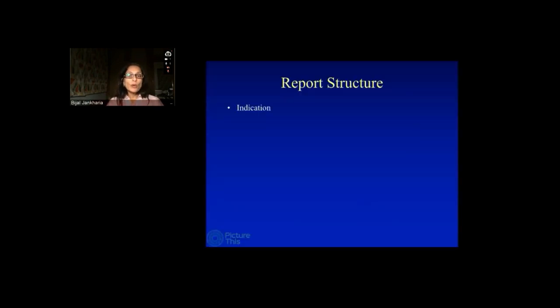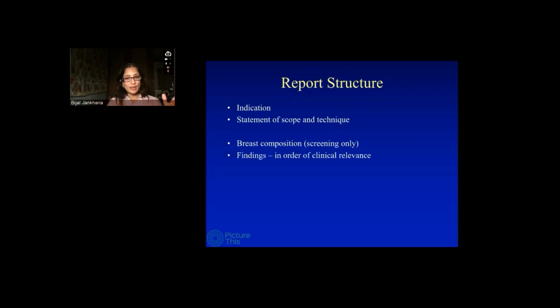As far as reports are concerned, we should talk about indication, statement of scope, technique, breast composition only for screening, but findings in order of clinical relevance. And very often I see that there are cysts mentioned all over in both the breasts, every cyst being mentioned, and there are like 15 lines of cysts, and after that comes the suspicious lesion, which is cancer. So please go according to the order of relevance.